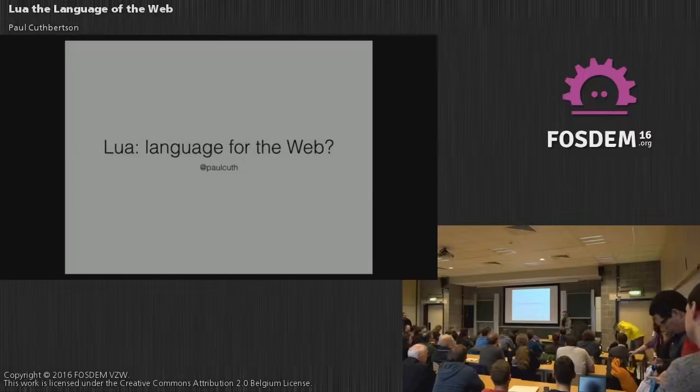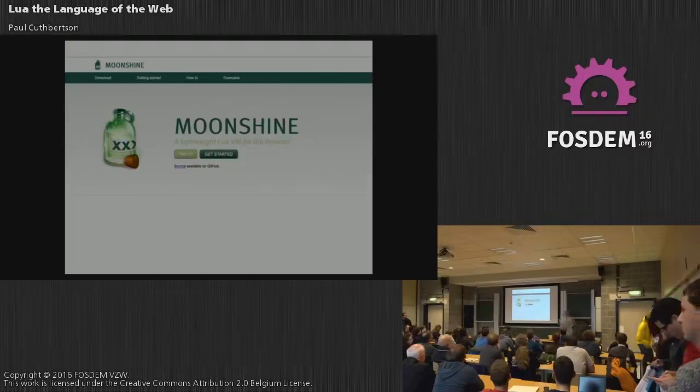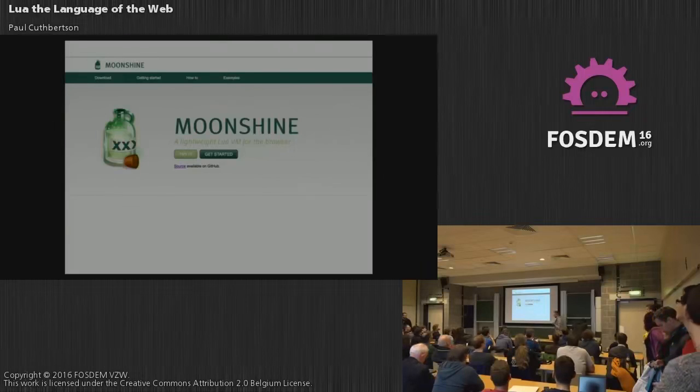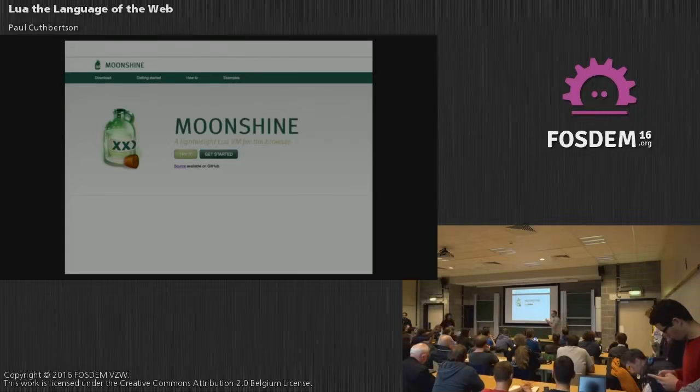Okay, so you may know me also from another project, which is Moonshine. I'm not going to talk about it today, but it's a VM that runs Lua bytecode in the browser. So you have to take your Lua code, compile it, process that compiled bytecode to JSON, and then run it in the browser. And that has limitations. You can't run arbitrary Lua code in the browser, and because it interprets the bytecode at runtime, it's not benefiting from the JIT of the browser.